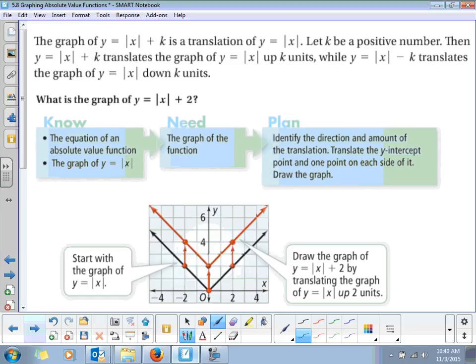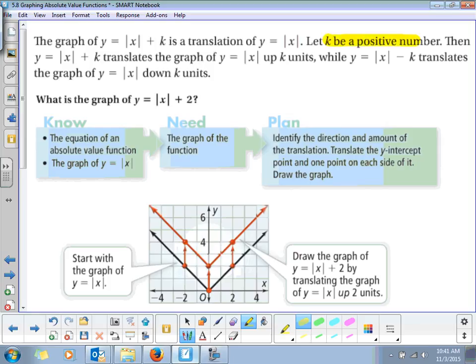So the graph of y is equal to the absolute value of x plus k is a translation of the parent function. Let k be a positive number. If k is a positive number, what's happening to the graph? It goes up. Very good. Then if we have a negative k, it translates which way? Downward. Okay. So what you could write in your notes is this right here.